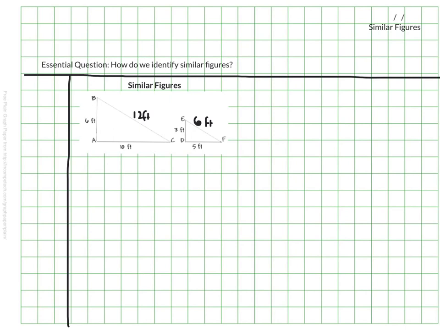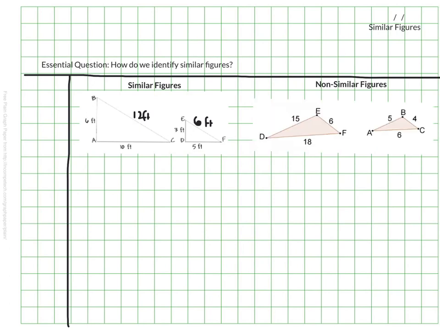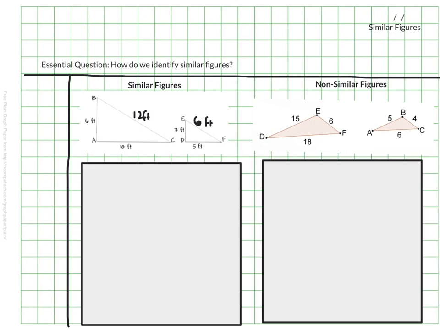These two images represent a pair of similar figures. These two figures represent a pair of non-similar figures. So we're going to look at these and see if we can determine what makes two shapes, in this case triangles, be called similar. For similar figures to be called similar, they must have the same shape.